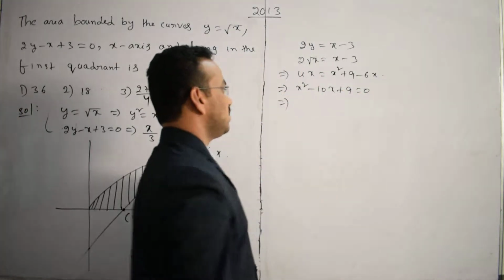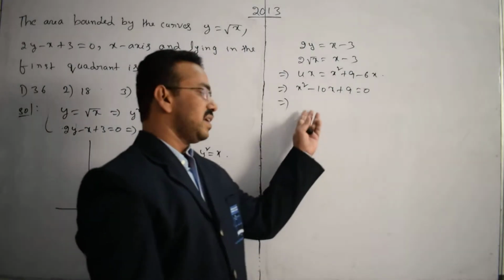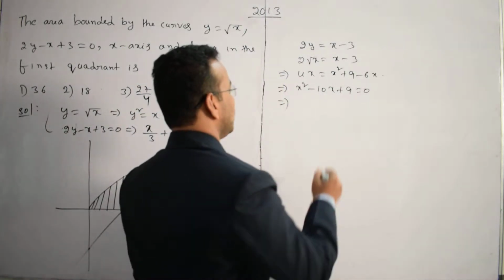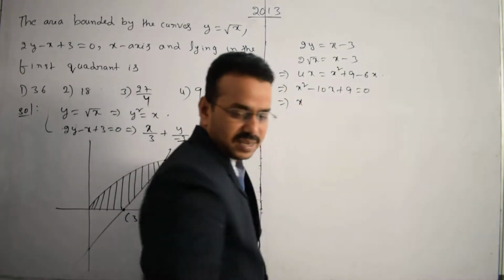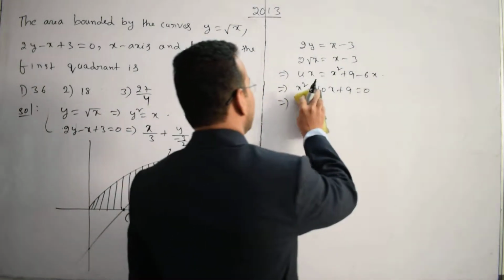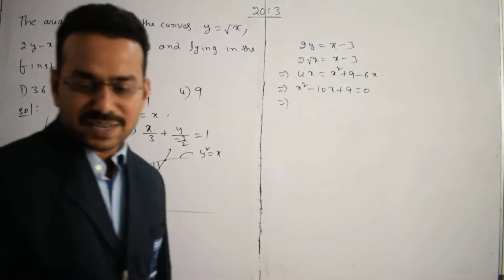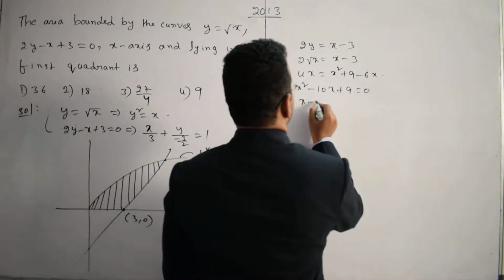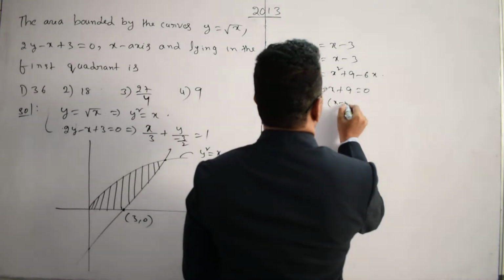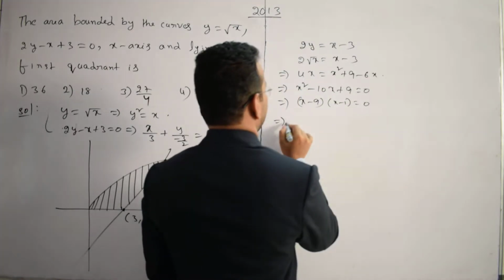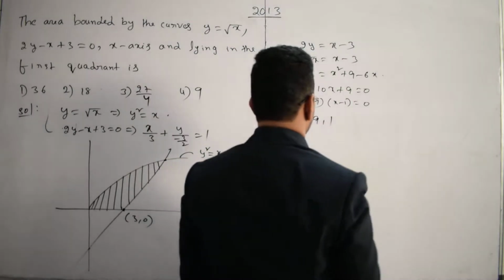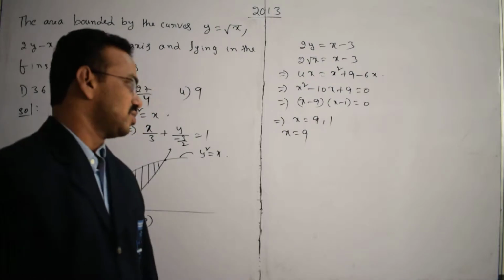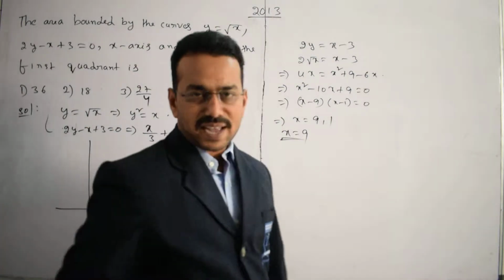This is a quadratic equation. You can write the factors by splitting the middle term. So directly I am writing here. x square, 10x can be written as minus 9x and minus x. So factors are x minus 9 into x minus 1 equals 0. So this implies x equals 9, 1. So x equals 9 is the solution which satisfies both the curves. So I am taking x equals 9.